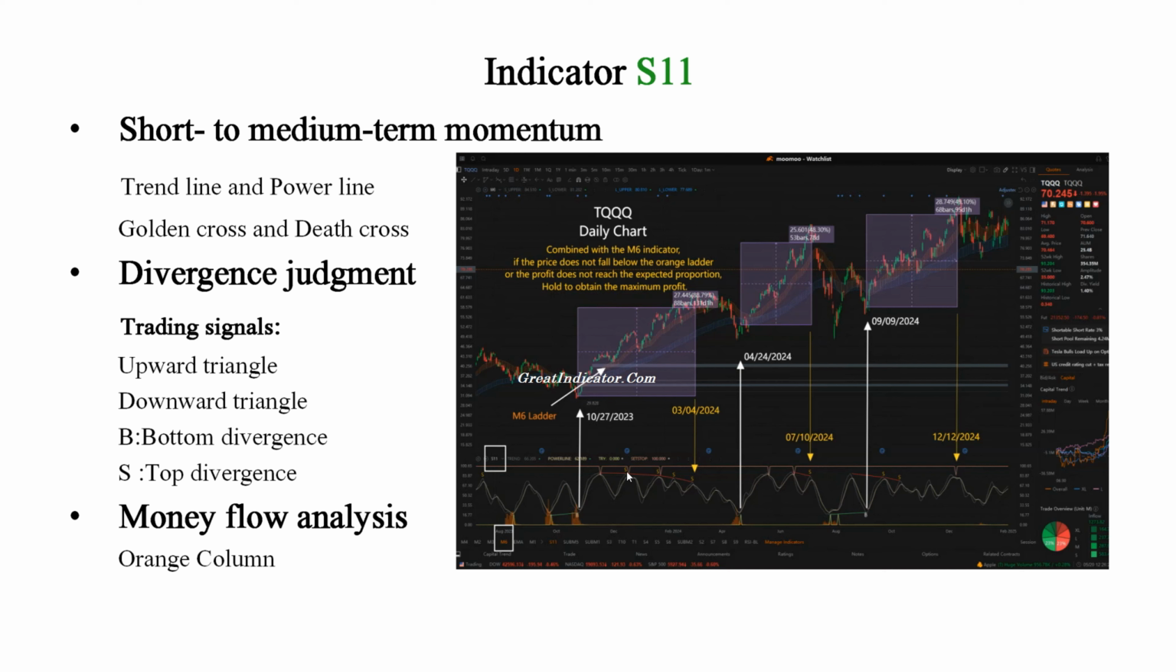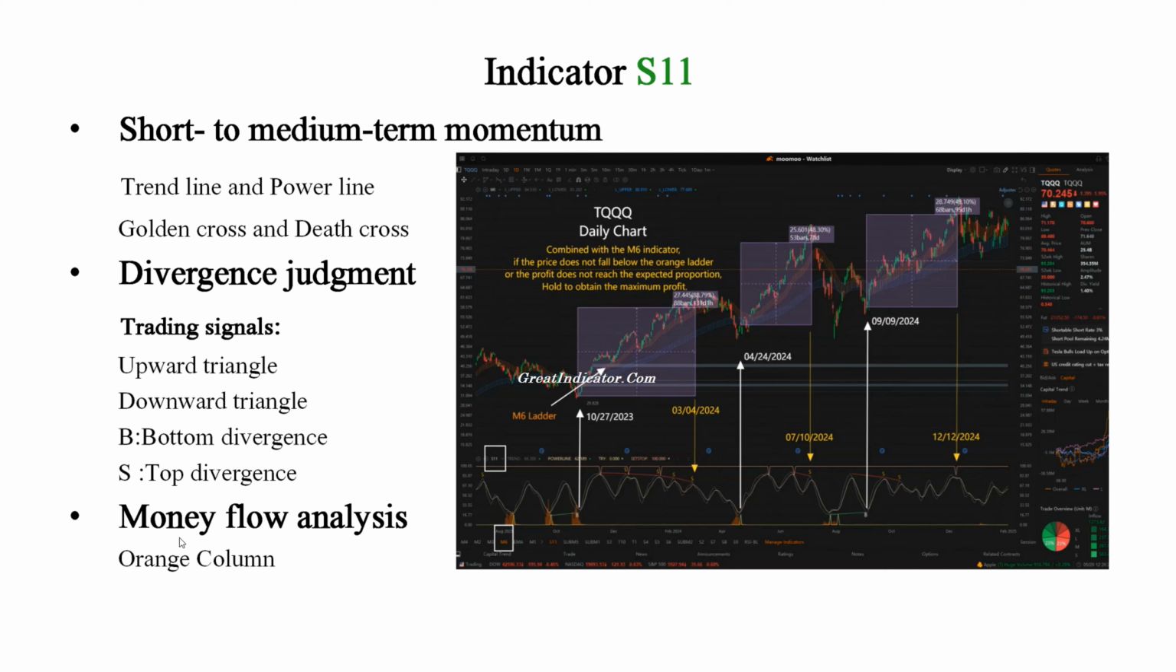On the contrary, if there is a top divergence, the price keeps rising, but the indicator trend is constantly decreasing. At this time, an S signal appears, a signal of a top divergence. At this time, setting a stop loss or reducing positions or even liquidating is a good thing to do.